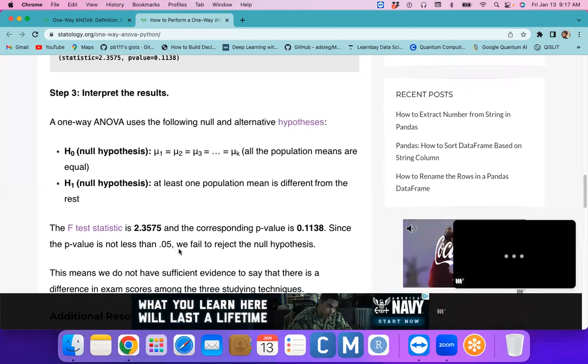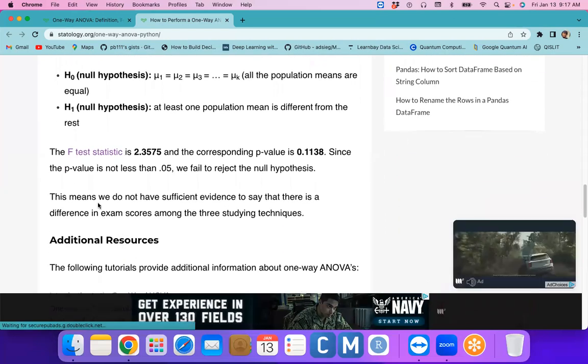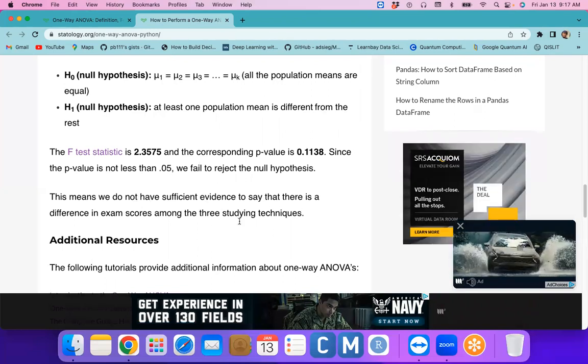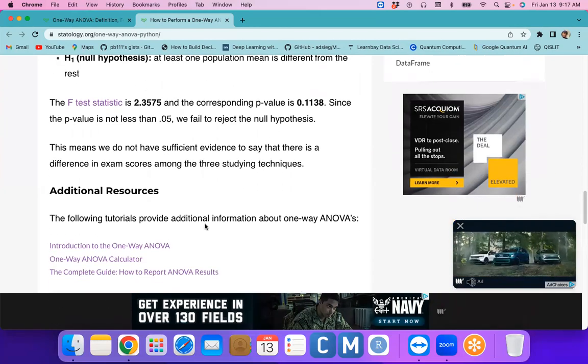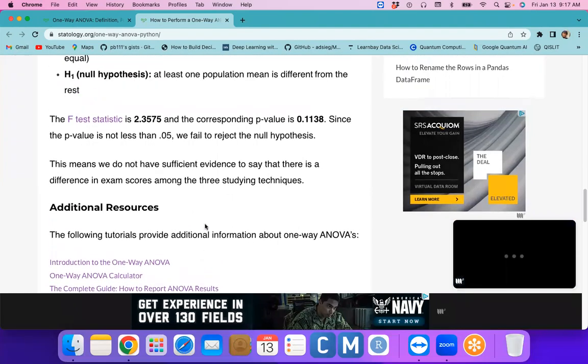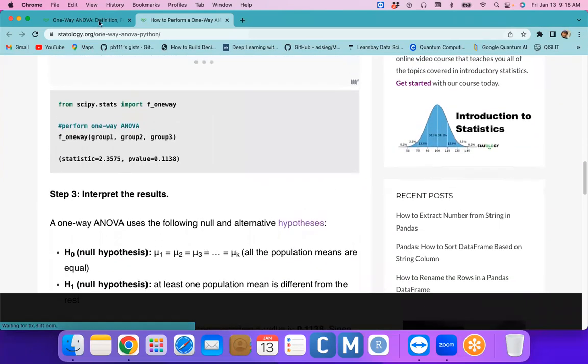So not less than 0.05. So we fail to reject the null hypothesis. Simply we can say that we don't have sufficient evidence to say that there is a difference in exam score among the 3 studying techniques. The 3 techniques are giving the same results. So this is our final conclusion. Clear? So this is the way we can use one-way ANOVA.